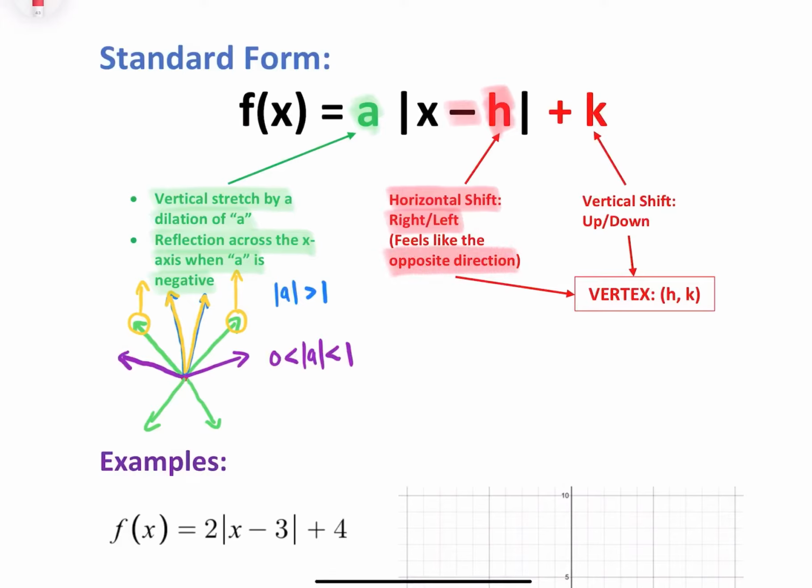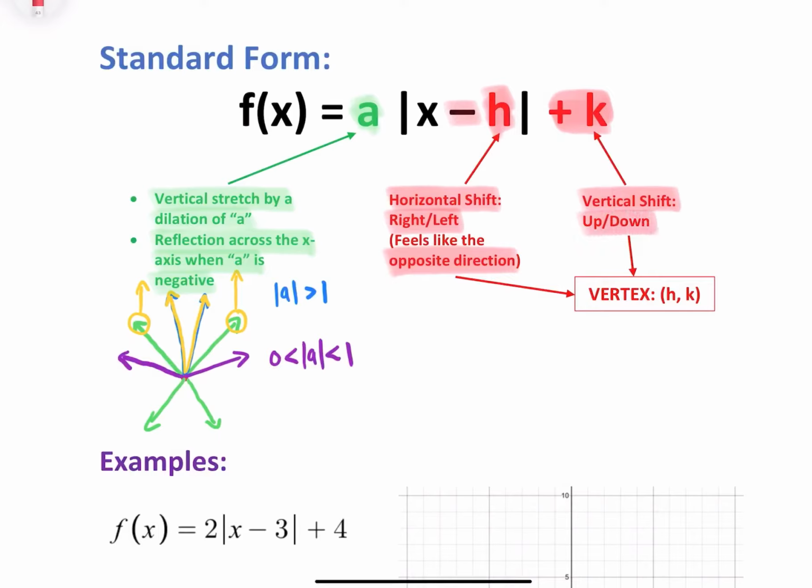So if it says X minus 2, well, that's really moving to the right 2. I know we want to think that it's moving to the left 2, but even though it says minus 2, it's going to move to the right 2. So it's going to feel like the opposite direction because of that minus sign. Now, the K value is going to be our vertical shift. Now, notice I included that positive sign, and that positive sign means it's just going to feel like what it should. So if it says plus 2, I'm going to go up 2.